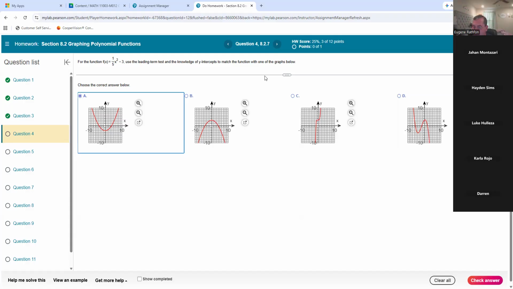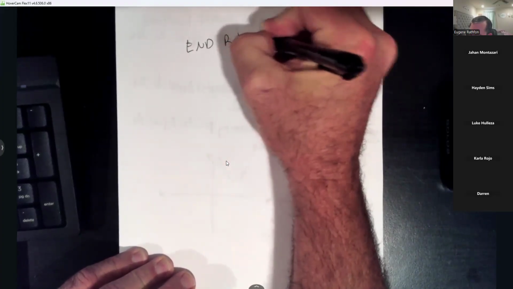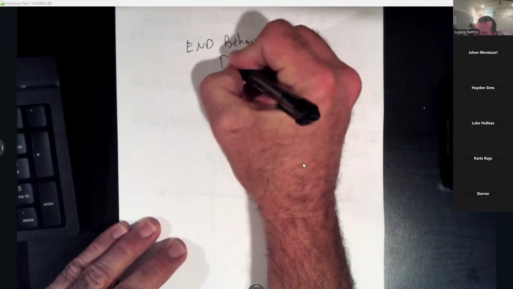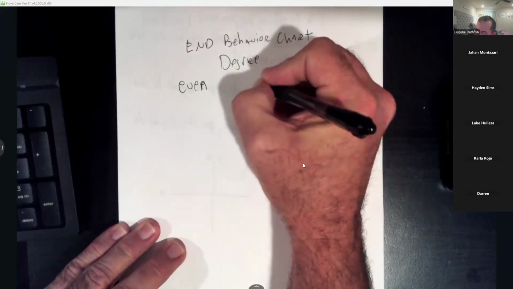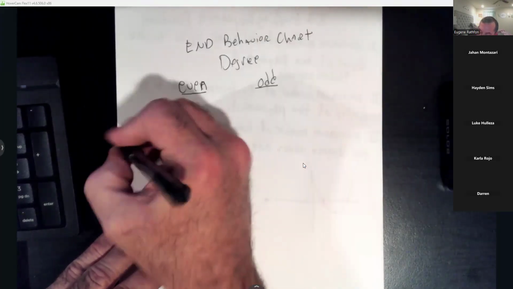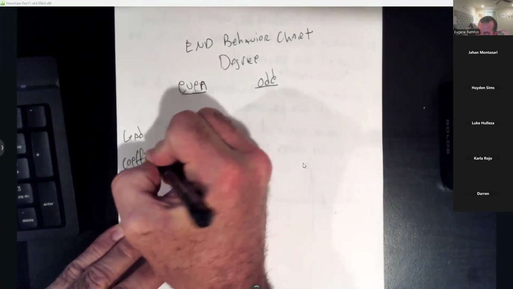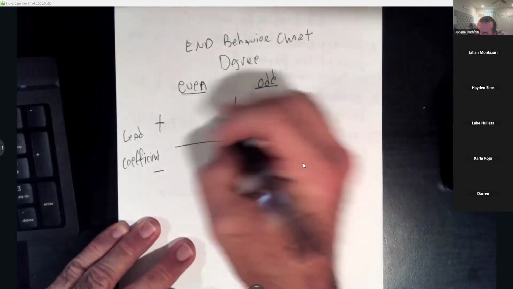All right, y'all. So since y'all took a while on that one, I'm going to draw that end behavior chart again for y'all. All right, so you was looking at the degree. The highest exponent could be even or odd. Then we looked at the lead coefficient. Could be positive or negative. So that gave us 4 pictures.